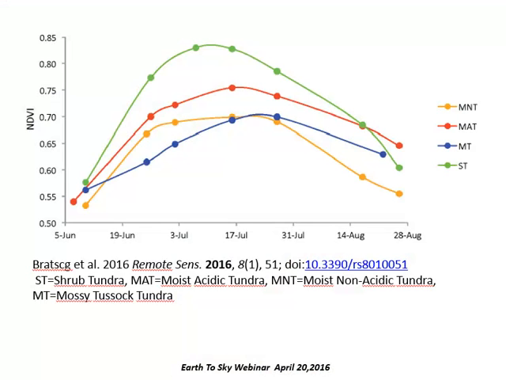So here are some field-based tundra NDVI measurements, and ideally we would capture the peak or maximum growing season NDVI from a time series of composite NDVI satellite images. So ideally we would capture, for example, the peak for shrub tundra might be an NDVI of about 0.83, as opposed to the peak for mossy tussock tundra might be an NDVI value of about 0.67.